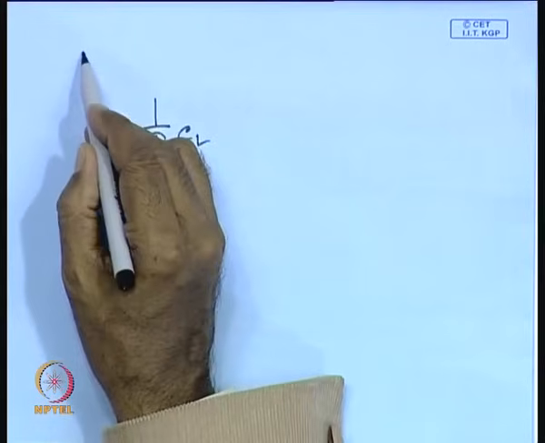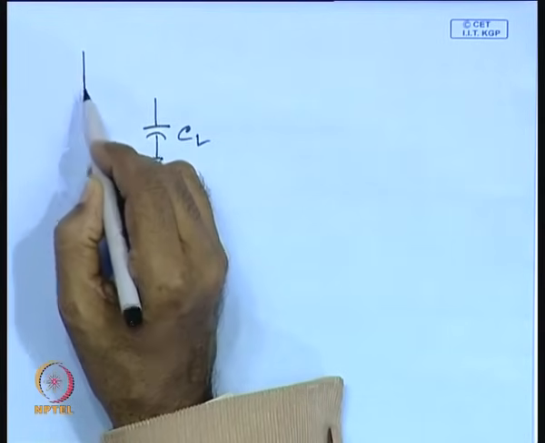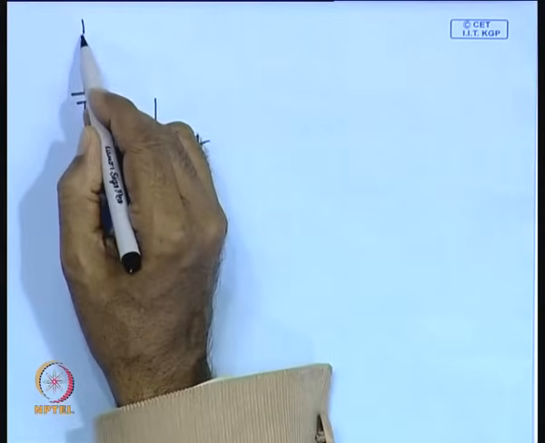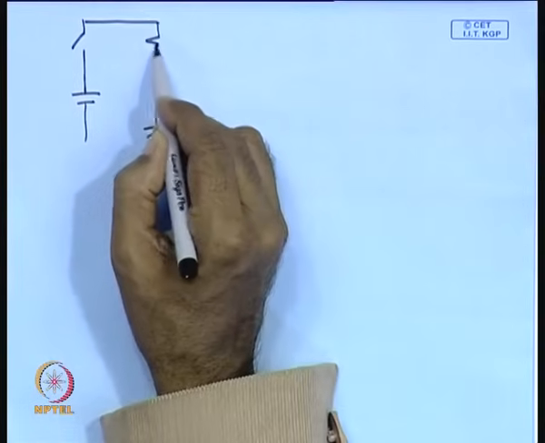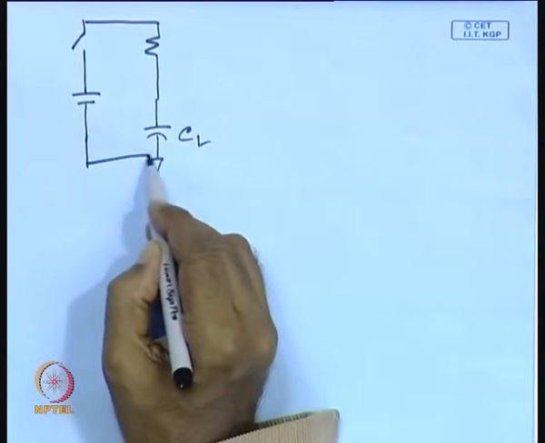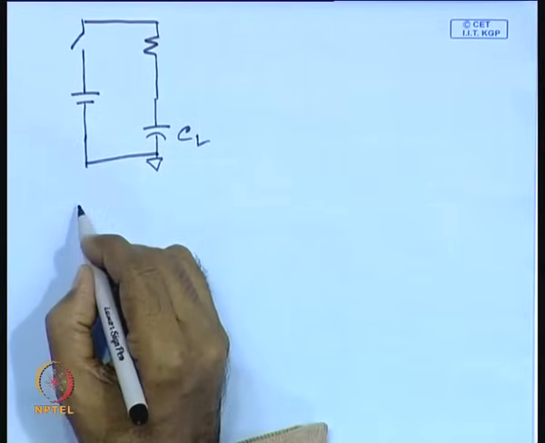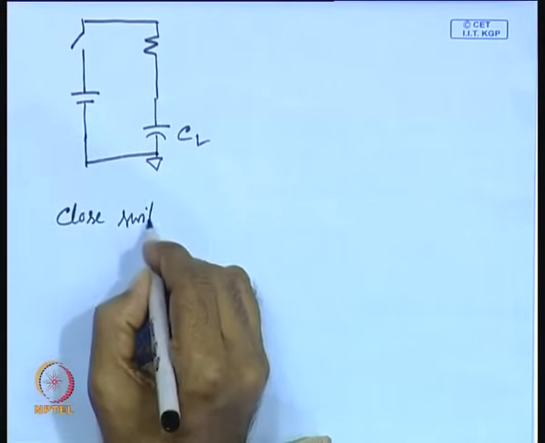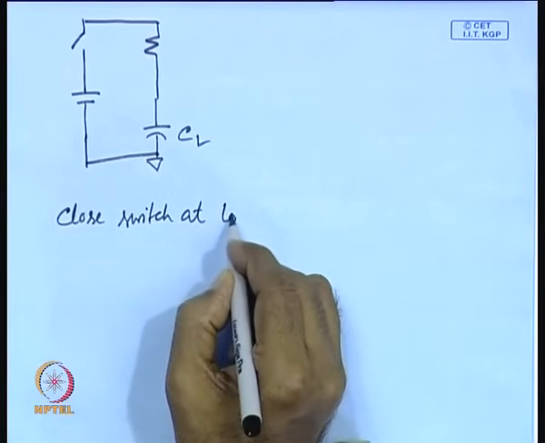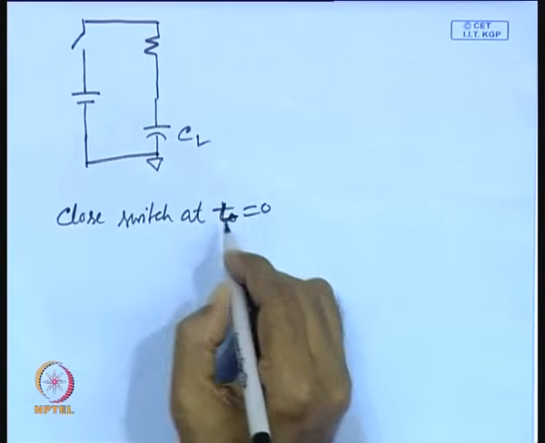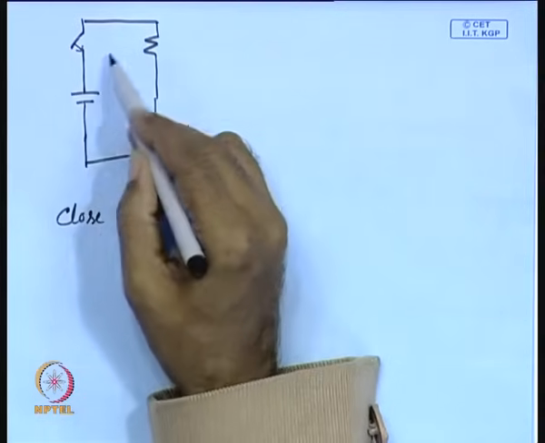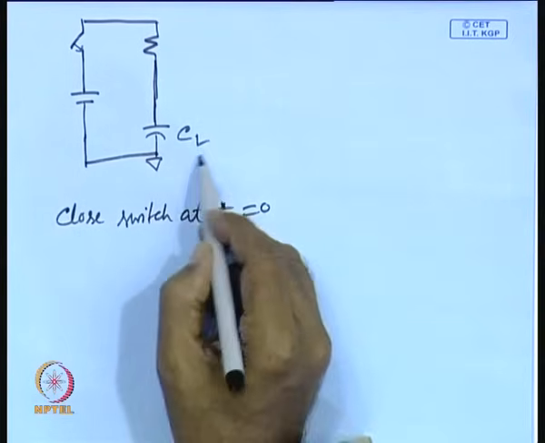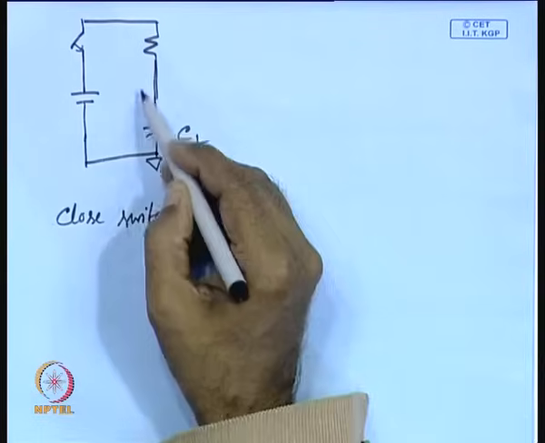The simplest circuit by which you can do it is this: suppose this is your power source VDD, and you put a switch and then a resistor, and you close the switch at t equal to 0. If there is no charge initially at t equal to 0, the charge in this capacitor is 0, then it will start charging.